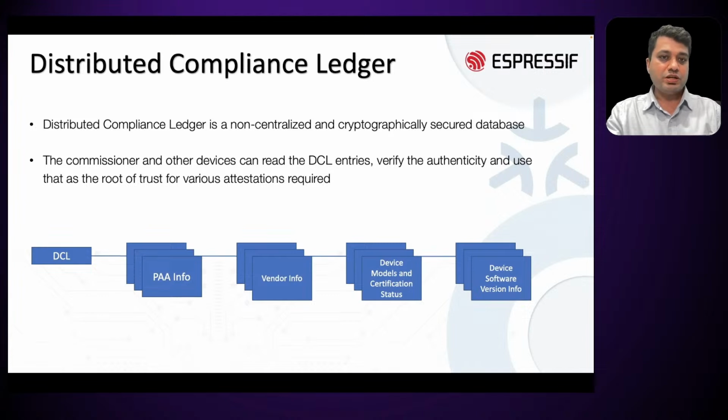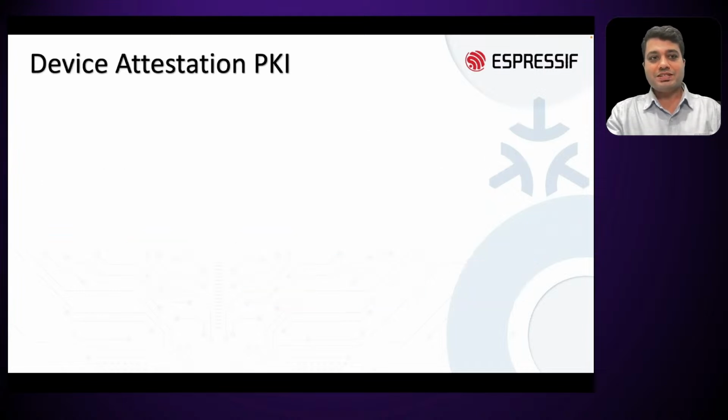This corresponds to the certification declarations that CSA has issued. So this is the information where the commissioner or any other entity can verify the certification status of the device. And then finally, device software version info. In the case of any new OTA upgrade, a new DCL entry will be present for the new upgrade firmware. So how does device attestation work?